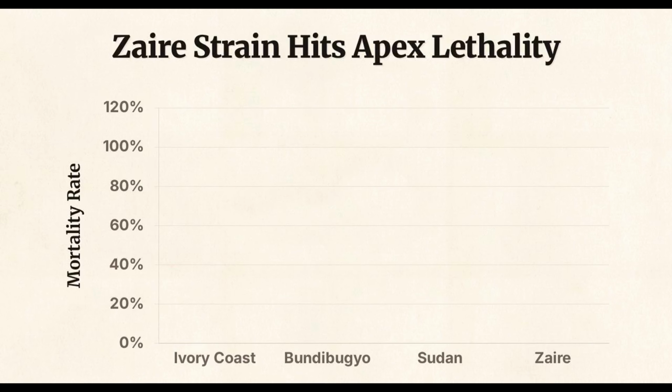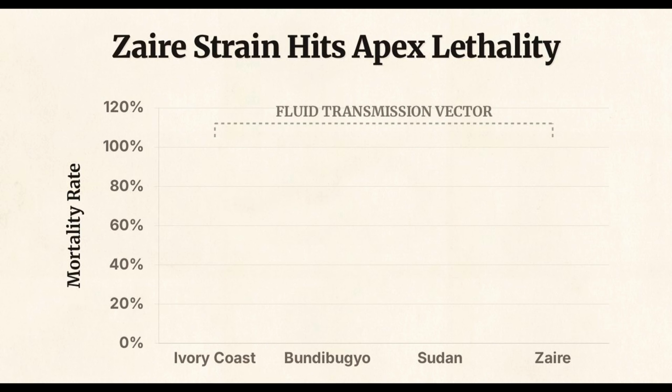This chart plots 5 Ebola subtypes. 4 share a common transmission vector, bodily fluids. Ivory Coast has 0 mortality, while Bundi-Bugoyo kills 25%. Sudan escalates to 60%. At the apex is Zaire, exceeding 90% mortality. Its lethal dose is just 500 virions.